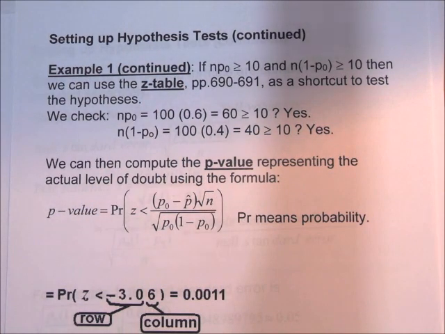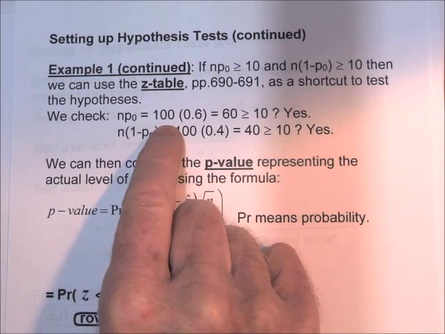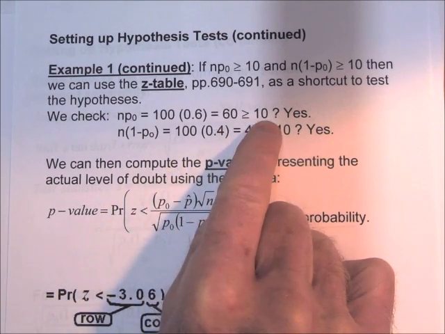So we want to check in this case n times p0, 100 times 0.6 is 60. Is that bigger than or equal to 10?